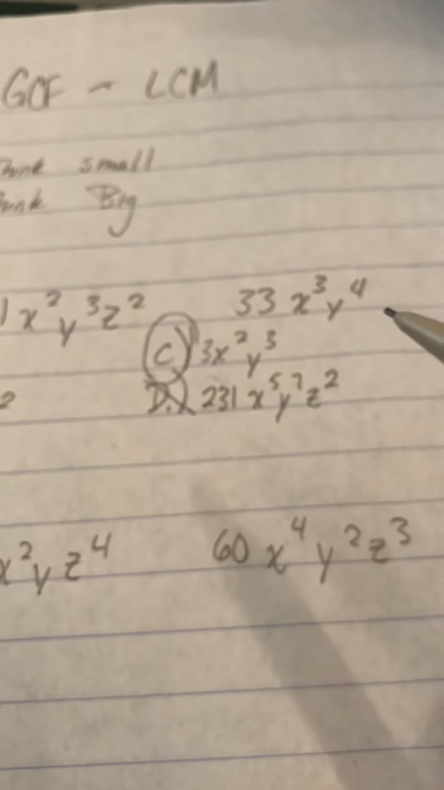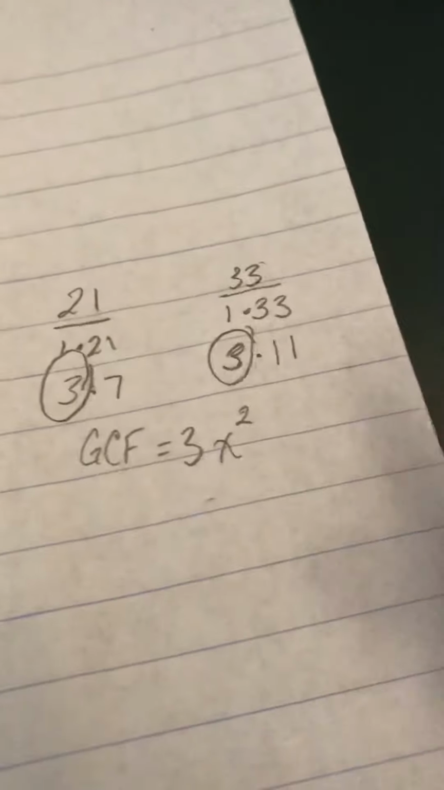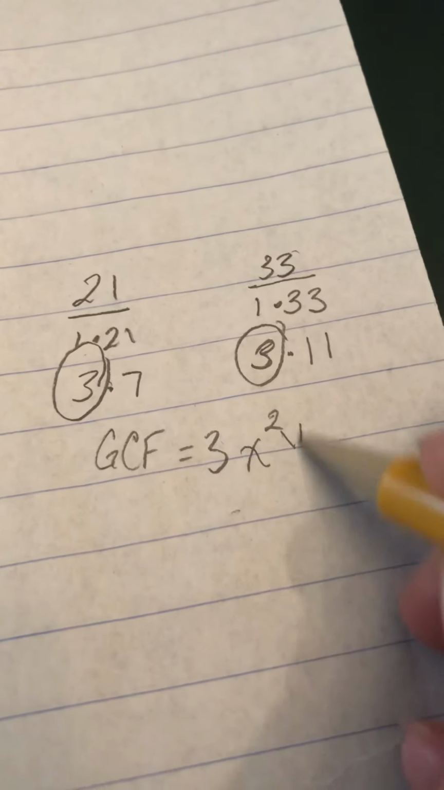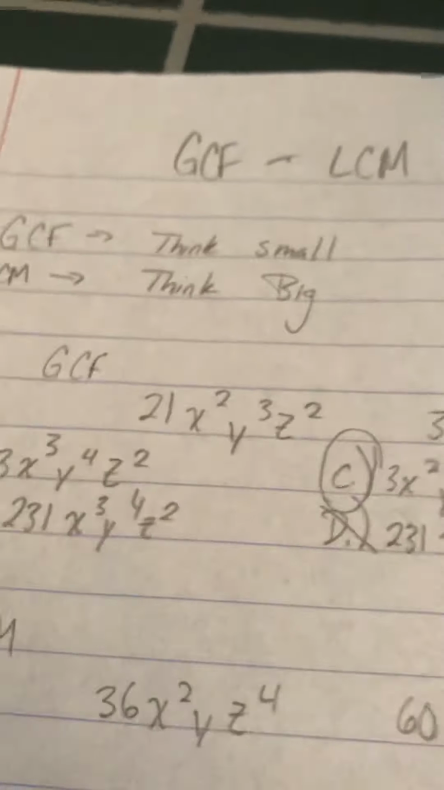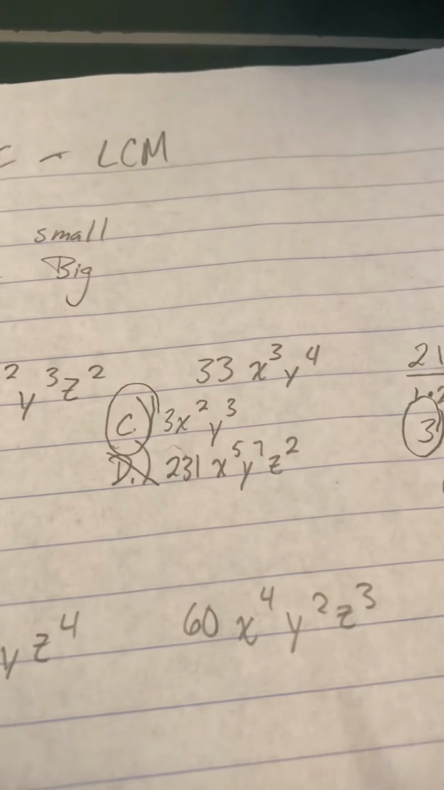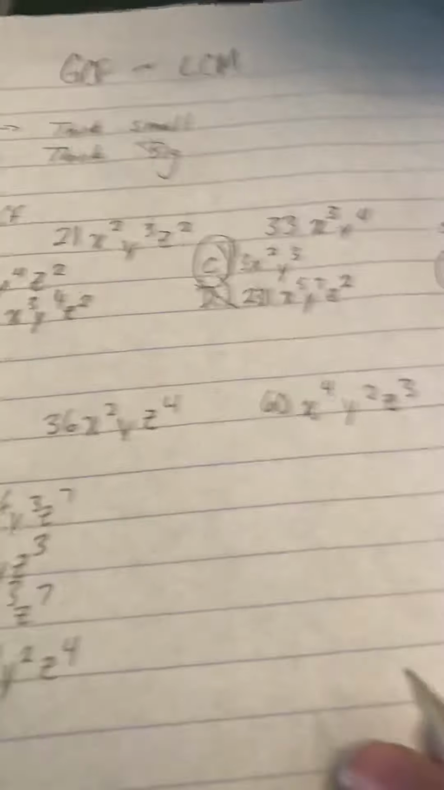They both have a y. Y to the 3 is the smaller one. And like I said before, they don't both have a z, so you can't take the z. So that's the GCF.